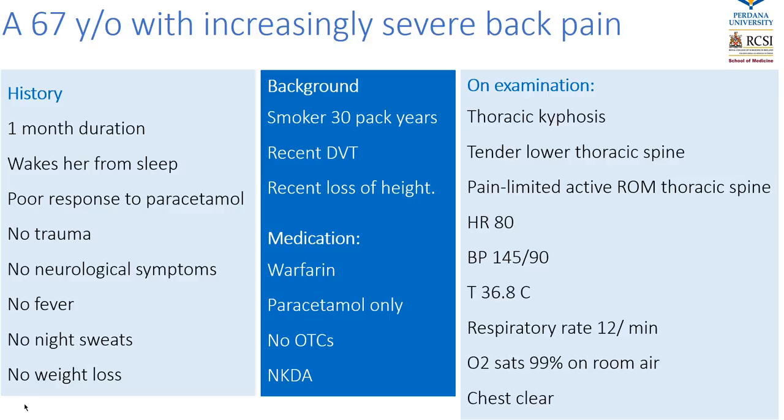When you examine her, you note a thoracic kyphosis. She is also tender in the lower thoracic spine. She has a limited active ROM of the thoracic spine because of pain. Her heart rate is 80, BP 145/90, temperature 36.8, respiratory rate 12, and her O2 sats on room air were 99%. Her chest was clear.